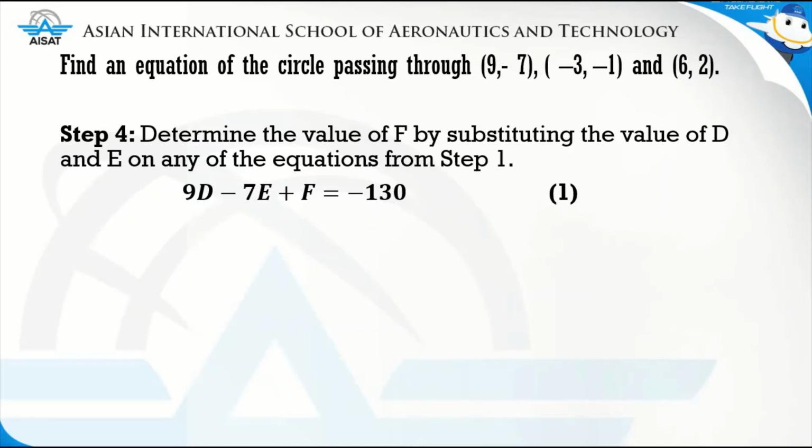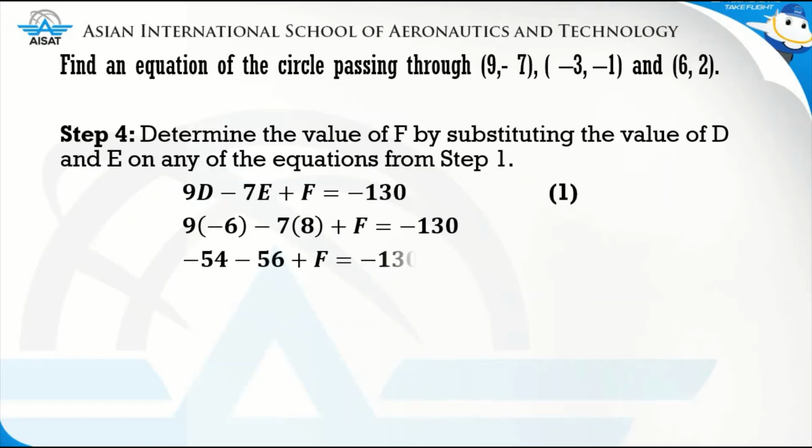So we have 9D minus 7E plus F is equal to negative 130. So using the values that we have from the previous slide, we know that D is negative 6 and E is 8. So we'll have 9 times negative 6, that is negative 54. And negative 7 times 8 is negative 56. And then copy negative 130.